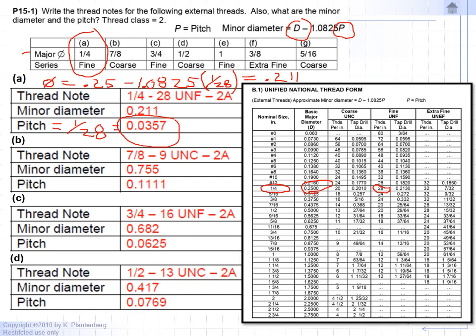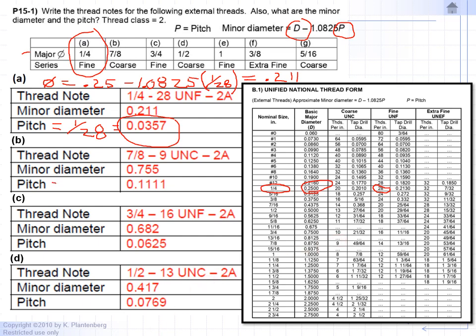Okay, let's go on to the next one. So I'll go a little bit faster on the next problem. All right, so problem B, we have 7/8 major diameter. So we look down the chart, look for 7/8. Okay, so 7/8, and we're going to be using coarse thread. So we're going to go to the third column for coarse thread. So 7/8 has 9 threads per inch. Okay, so 9 threads.